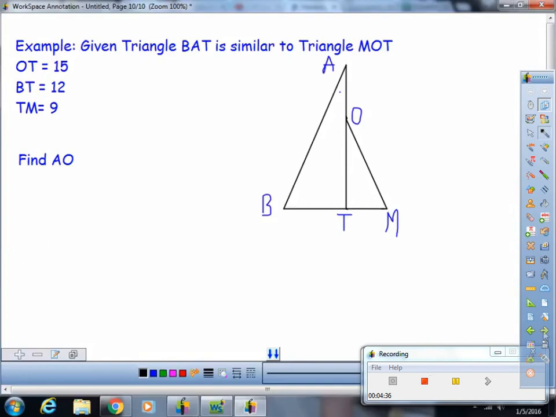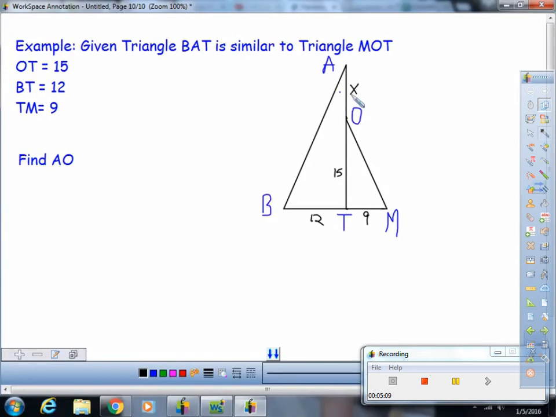So let's just get some labeling going on. We know that OT is 15, BT is 12, TM is 9, and we are looking for AO, so we will call AO x.